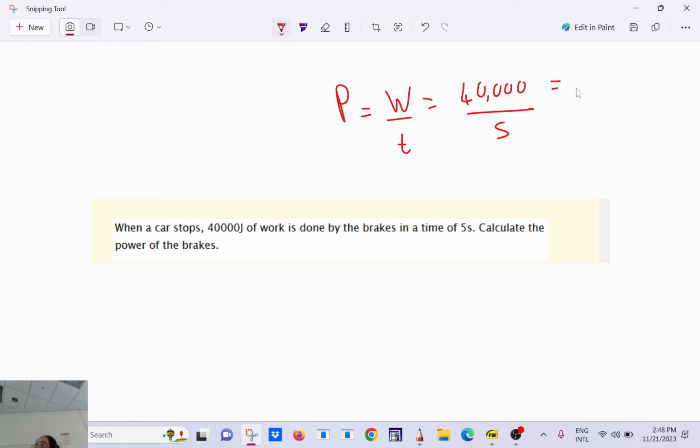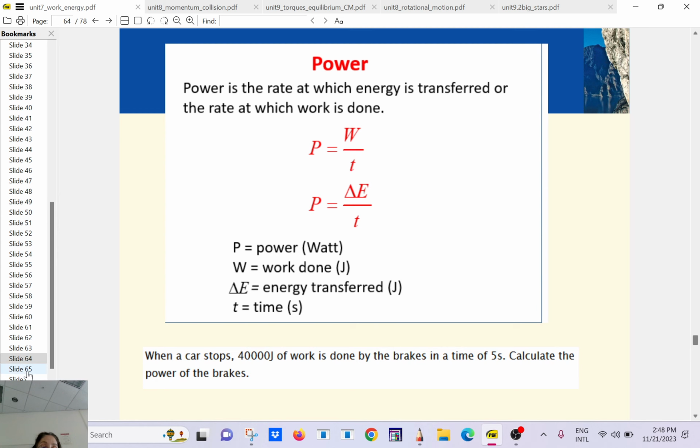8,000 watts. Watt is written with a capital letter, uppercase. And usually we write kilo. So it's going to be 8 kilowatts. Okay, so it's easy.